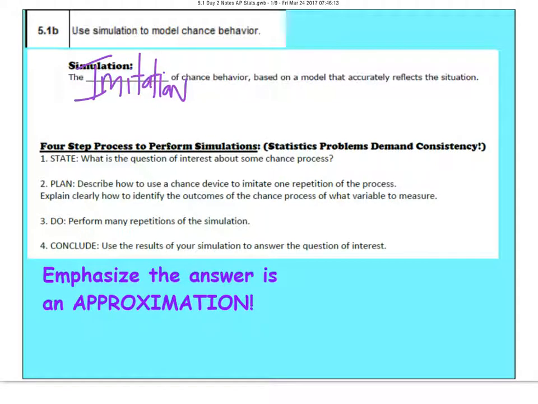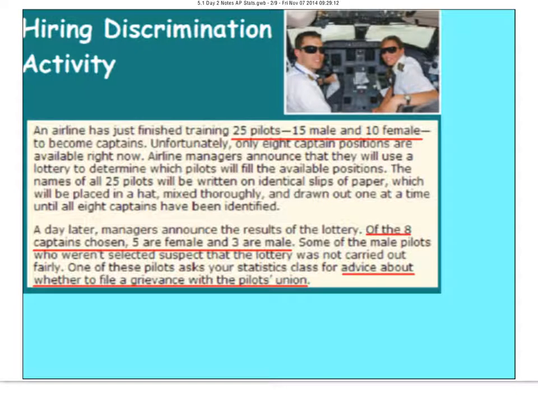We did a simulation with the 4 textbooks, and we actually did something of this nature. The key here about simulation, though, is to emphasize that the answer is just an approximation for that particular set of trials we did. So let's talk about how you might do a simulation of this scenario.